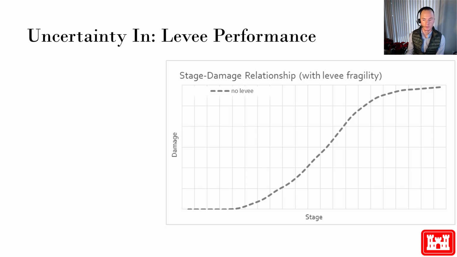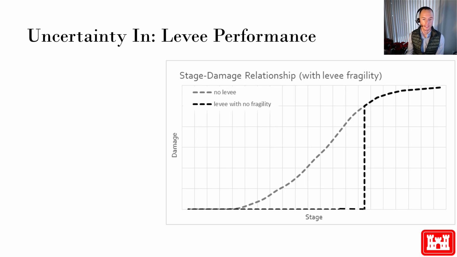Let's look at uncertainty in levee performance. We'll look at this in a little bit more detail because we deal with levees in a bit of a strange way. Without a levee, we have relative certainty about the floodplain water surface elevations at a given discharge. If we assume that the levee is perfect, this extends to the leveed conditions. In the diagram, the leveed conditions are represented by the darker dashed line, whereas the lighter gray dashed line represents the conditions without the levee.